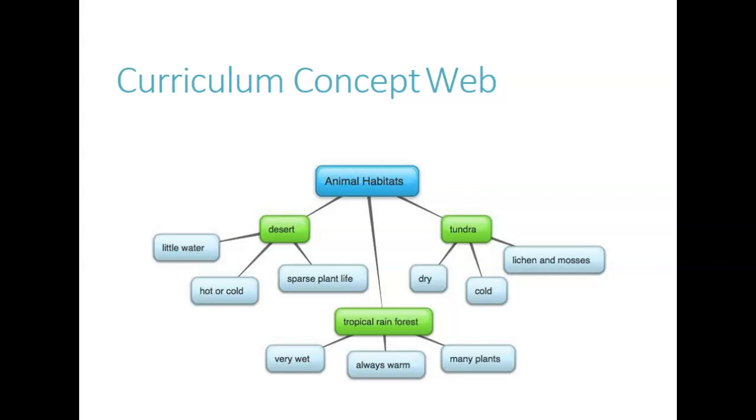And the example here is not a meaty example. This is a basic, very simple example. When we think about animal habitats, we think about deserts, tropical rainforests, tundras. I might also make a bullet for domesticated animals who live in maybe aquariums or tanks, or they live in your home. I might add to it, but then you can see some words that define these different areas: desert, little water, hot or cold, sparse plant life.